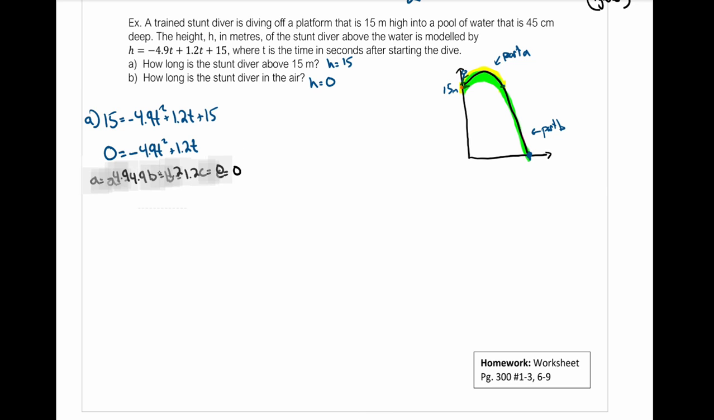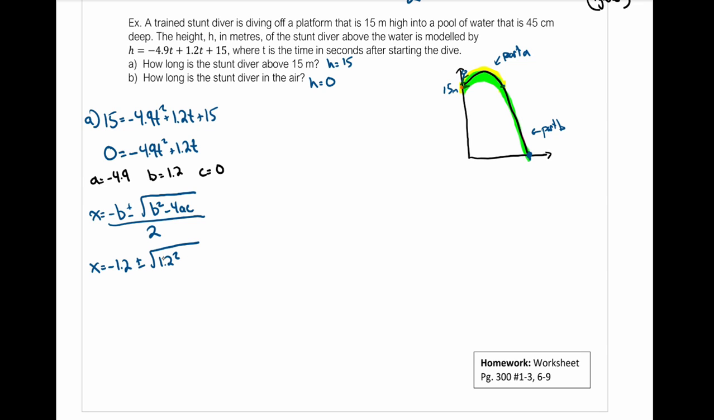So these are my three values that I'm going to be using in my quadratic formula. So x equals negative b plus or minus the square root of b squared minus 4ac, all divided by 2a. X equals negative 1.2 plus or minus the square root of 1.2 squared minus 4 times negative 4.9 times 0, all divided by 2 times negative 4.9.